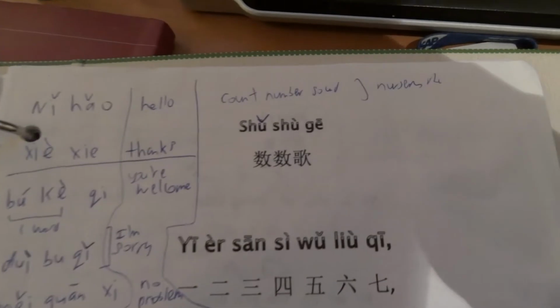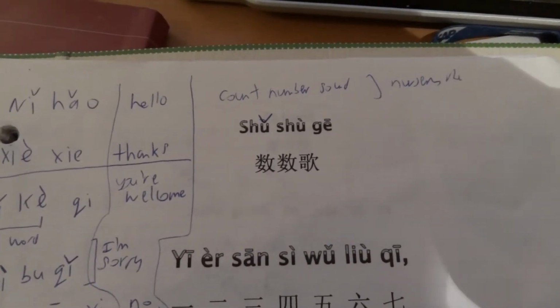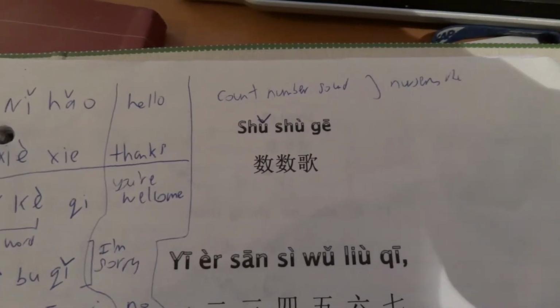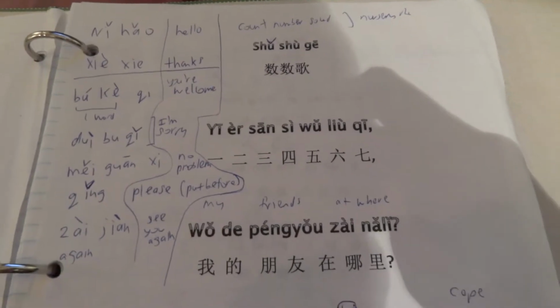Here's a nice little song. It's a nursery rhyme called Shu Shu Shu Ge Shu Shu Ge. And it goes like this.